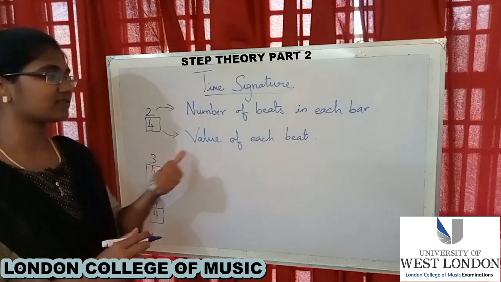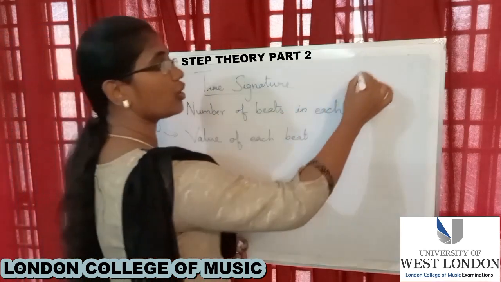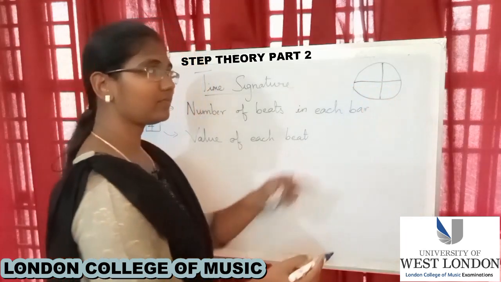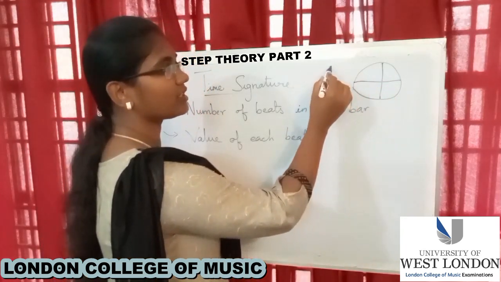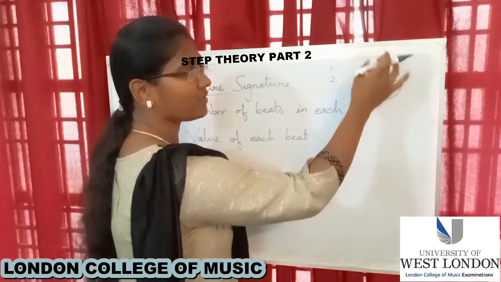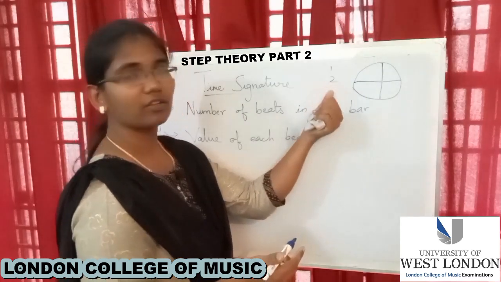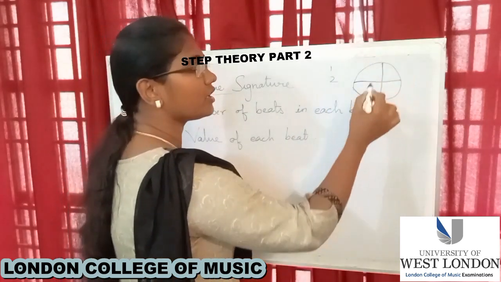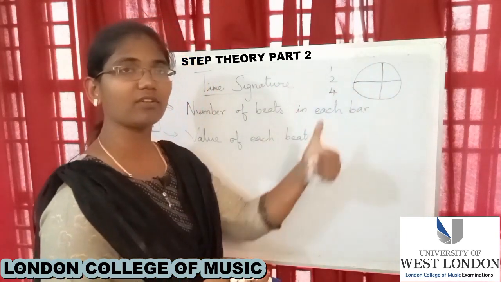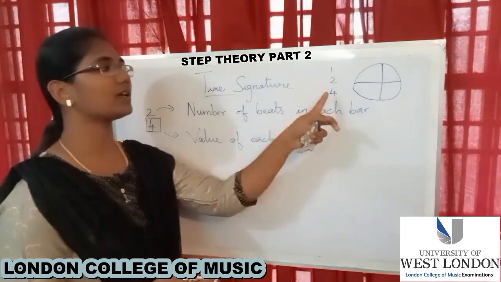The bottom number says the value of each beat. We already learned the whole note, then the half note, then the quarter note. Do you remember that? The note value of a whole note is 1, that is only one piece. The note value of a half note is 2, because we are dividing the whole note into 2 pieces, halves. If we divide the whole cake into 4 pieces, that is a quarter note. The note value of a quarter note is 4. So the bottom number 4 denotes the quarter note.